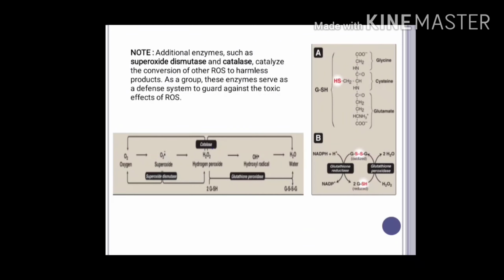This hydrogen peroxide can also be converted by catalase. This hydrogen peroxide is again converted to water using the enzyme glutathione peroxidase. So this is how superoxide dismutase or catalase, which is converting hydrogen peroxide to harmless oxygen, is helping us to protect or guard us against the toxic effects of reactive oxygen species.